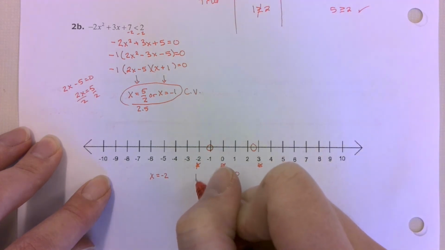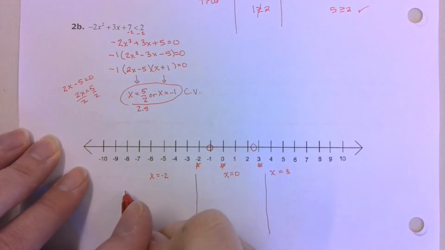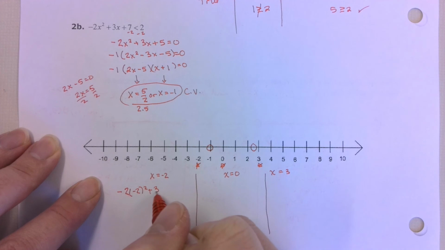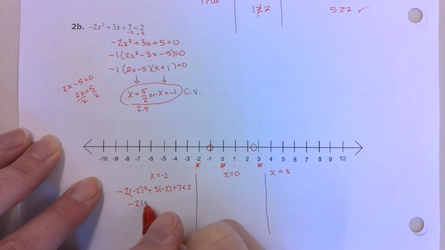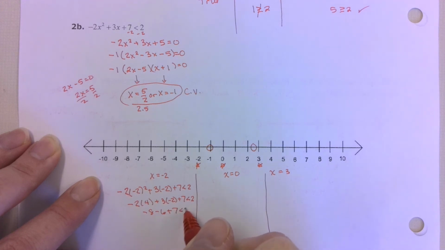And so I'm going to go ahead and plug these in to my original quadratic. And so I'm going to have a negative 2 times negative 2 squared plus 3 times negative 2 plus 7 is less than 2. This is going to be negative 2 times 4, and I have a plus 3 times negative 2 plus 7 is less than 2. When I put all this together, I get negative 8 minus 6 plus 7 is less than 2. And my final outcome is negative 7 is less than 2. Okay, that is a true statement.